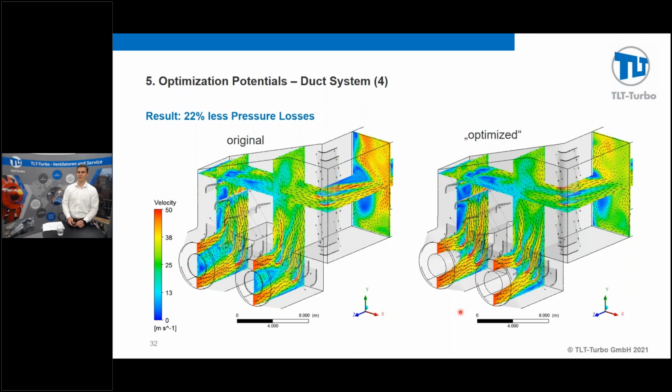And that's sometimes a little bit hard for us because we have a lot of geometrical restrictions given by our customers. So we are not allowed to change maybe that part of the duct, or we are not allowed to insert something into the duct. But anyway, I think the result was above 20% less pressure loss, which is good, but to be frank, not perfect, of course.